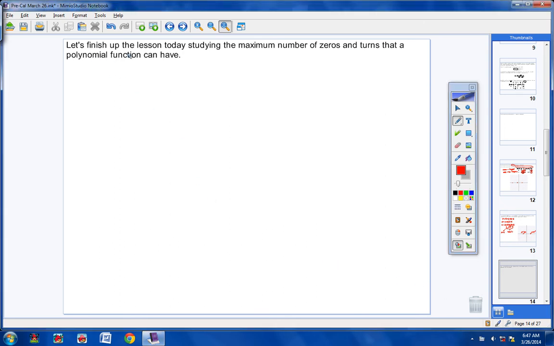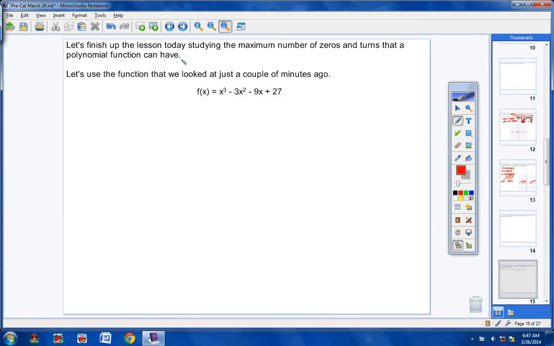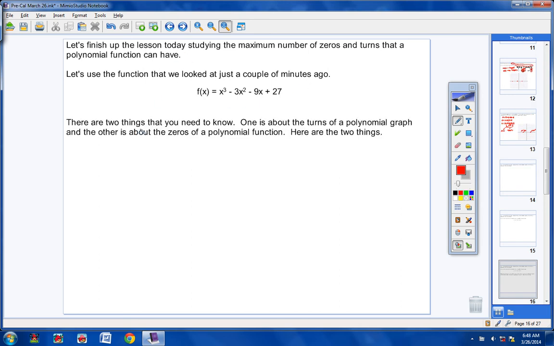Okay, let's finish up the lesson today studying the maximum number of zeros and turns that a polynomial can have. This is very interesting. Let's use the function that we looked at just a couple of minutes ago, this one right here. There are two things that you need to write down, that you need to know. One is about the turns of a polynomial graph, and the other is about the zeros of a polynomial function.